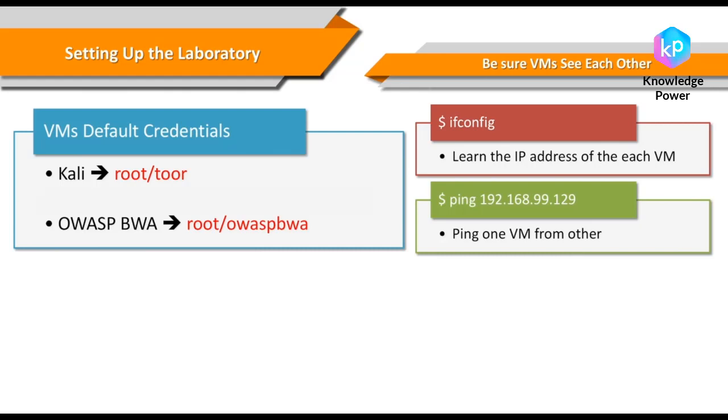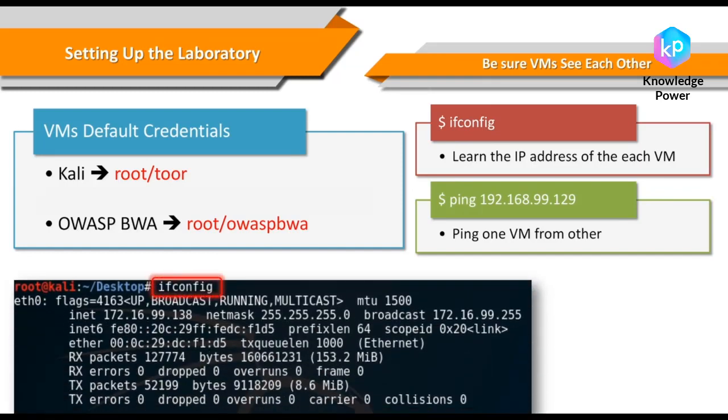The default username of Kali is root, and the password is its reverse, toor. And OWASP Broken Web Application has root as the user, and its password is owaspbwa by default. So first, let's learn the IP address of each machine.